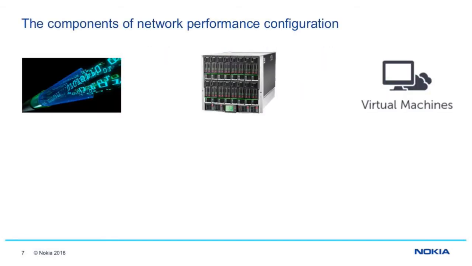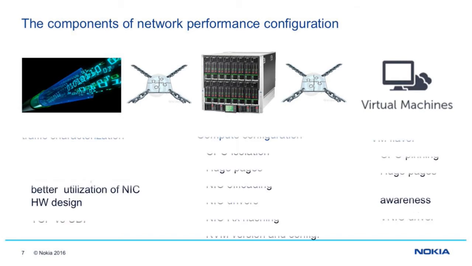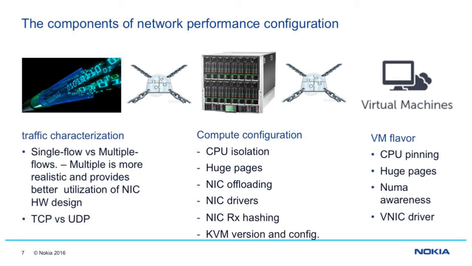So if we look at the components that interact when talking about performance, there are 3 components, and they all must match. There is the network traffic characterization, there is the compute configuration, and there is the VM configuration. And there's all sorts of stuff that you can configure here or analyze here. I'm not going to go into this slide right now. I'm going to get back to it later.